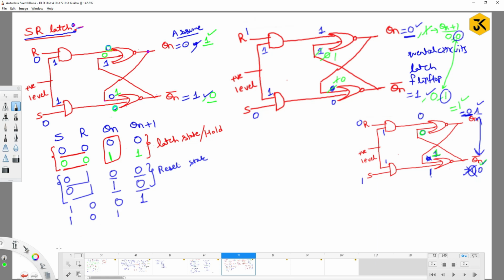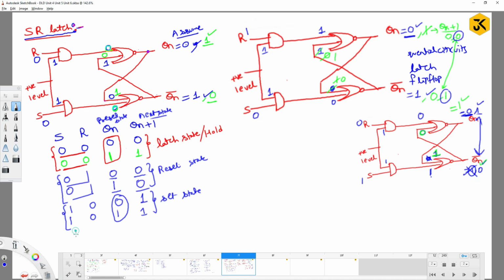Meaning that if Qn is 1, what about Qn plus 1? 1, right? Which means that I can say that this is the set state. Set state, right? So meaning that when you give the inputs as 1 0, irrespective of the previous output, you are always going to get the output as 1 for the next state. Basically I can call this the next state and this one the present state, right? So fine. What is another possibility?